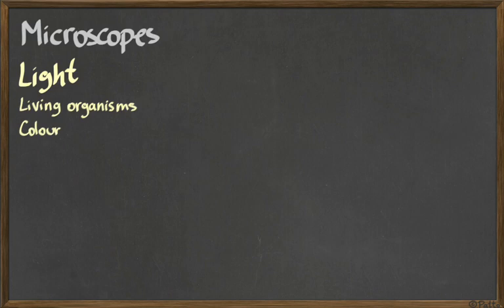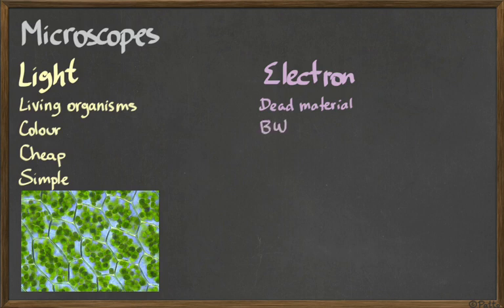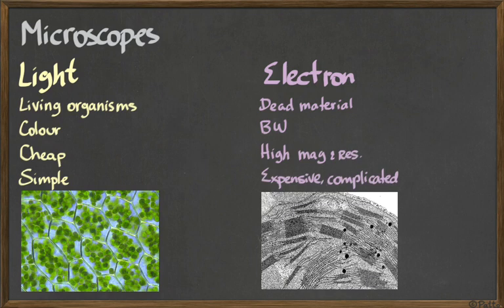So, light microscopes: living organisms can be seen. They can show images in color. They are relatively cheaper and relatively simple. So these are light microscopes. Electron microscopes, on the other hand, can only see dead material. They only make images in black and white. They have high magnification and resolution, but they are expensive, complicated, and bulky, and occupy lots of space. So this here is the difference between light and electron microscopes. Micrograph is the image.